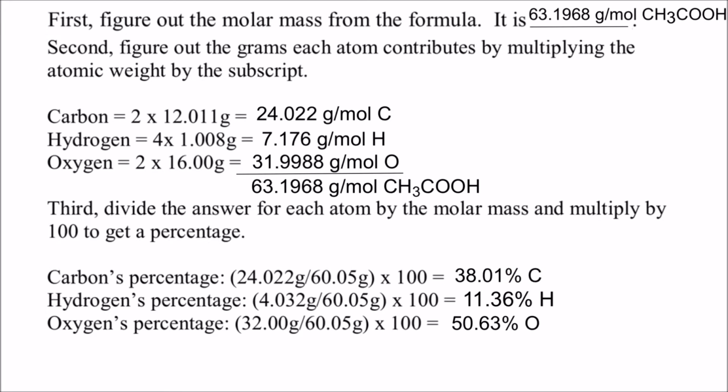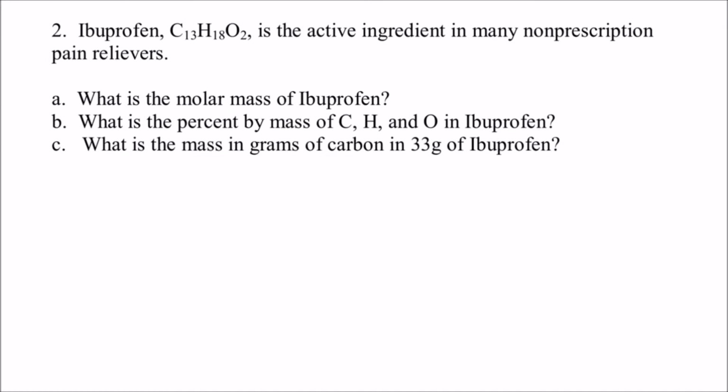So carbon is 38.01%, hydrogen is 11.36%, and oxygen is 50.63% of the acetic acid molecule. A way you can check yourself is, since this is all based on 100, all of these numbers should add up to be 100, and in fact they do. Alright, let's do one more practice problem for percent composition.